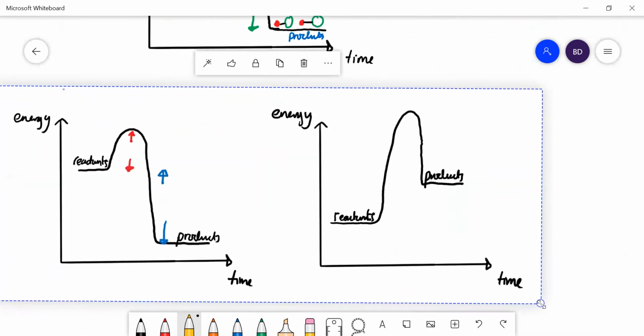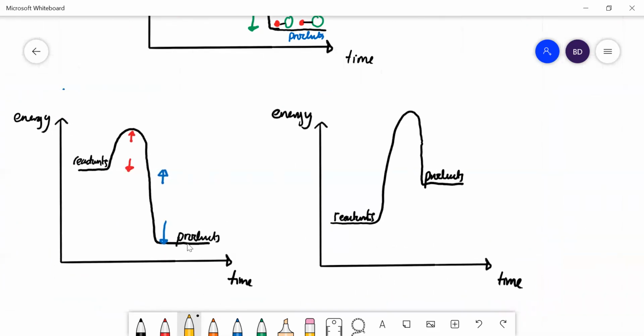Now the one on the left you can see is an exothermic reaction. How do we know that? Well, we know that because if you look, the chemical energy of the reactants is higher than that of the products. So you get the blue line there, that's the net amount of energy released. And this red here, this is the activation energy.